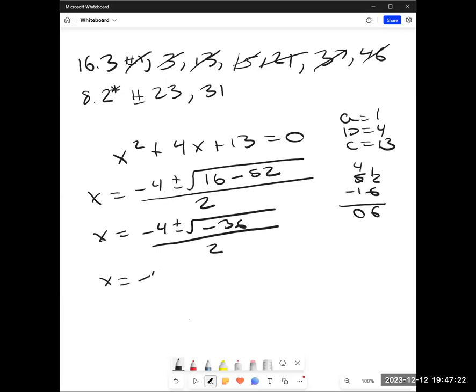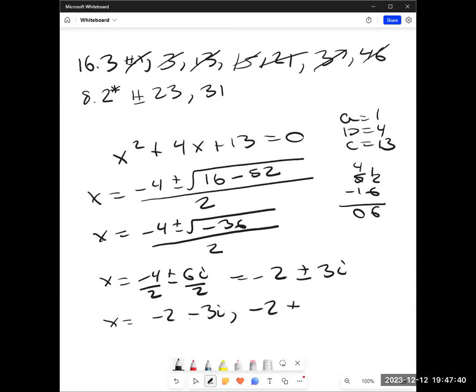So that's going to be a -4 plus or minus 6i. And I'm going to put each of these over 2, which is going to be a -2 plus or minus 3i. 6 divided by 2 is 3. So x equals -2 minus 3i, and -2 plus 3i. So we're getting two answers to the problem. They're complex solutions, complex answers, because they have a real part and an imaginary part. And this imaginary part comes because we have a negative left in our discriminant inside of the square root sign.